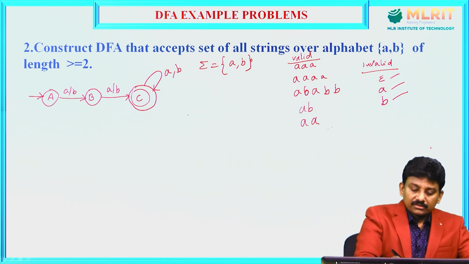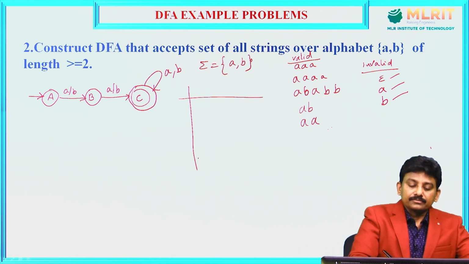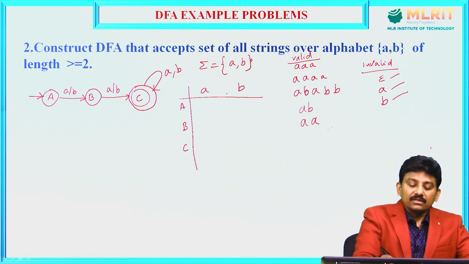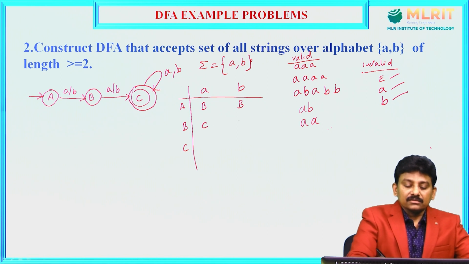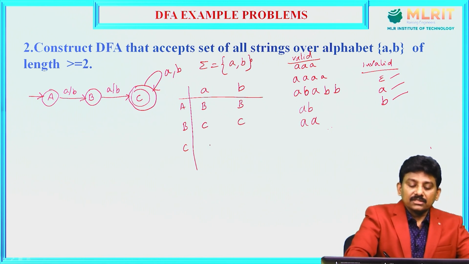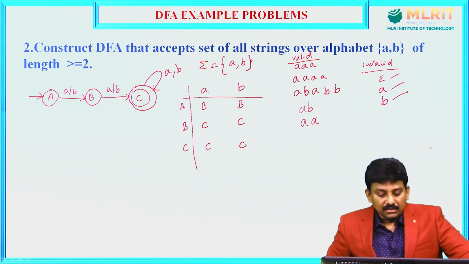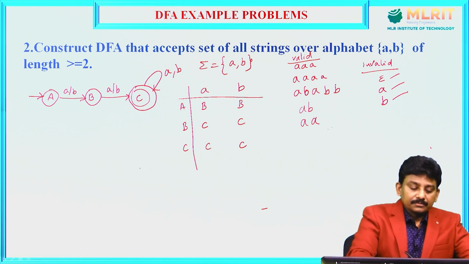Okay. The transition table: states A, B, C, input symbols A, B. A on A going to B, A on B going to B, B on A going to C, B on B going to C, C on A going to C, C on B going to C. So, this is the transition table.